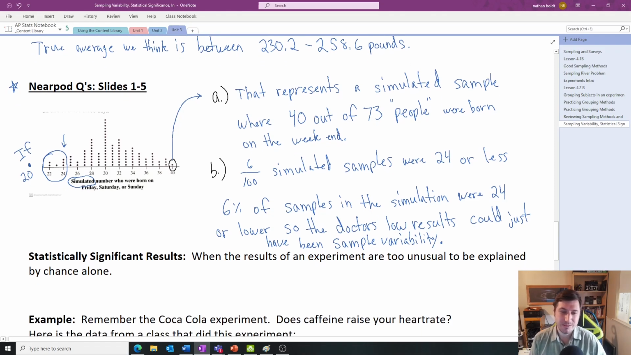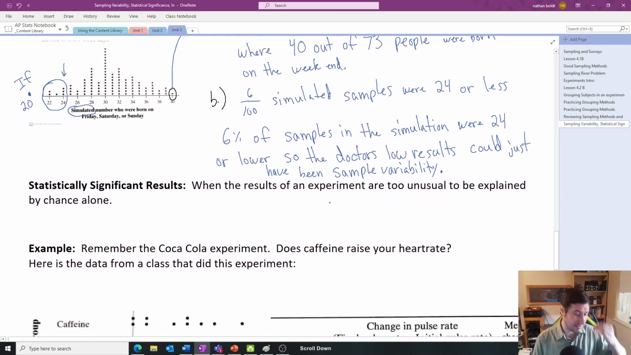All right. We can do this same idea with experiments. Okay. Is something too unusual to be explained by chance alone? So the same idea can be done with experiments. And we call that statistically significant results. All right. When the results of an experiment are too unusual to be explained by chance alone. Kind of like sample variability, but there's no samples in an experiment. So we can't use sample variability. But there is still an element of chance in an experiment, all right? Is what you're seeing the treatment at work, or is it just general variability with all the variables that you couldn't control? Okay, people are different.